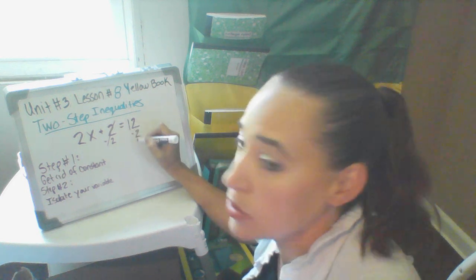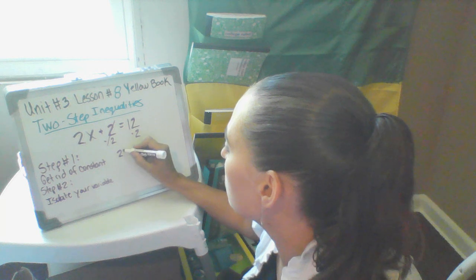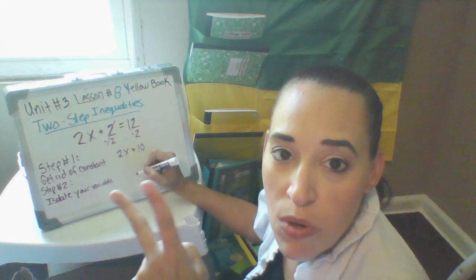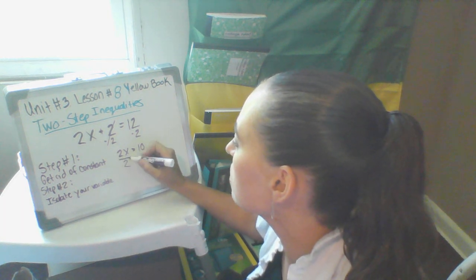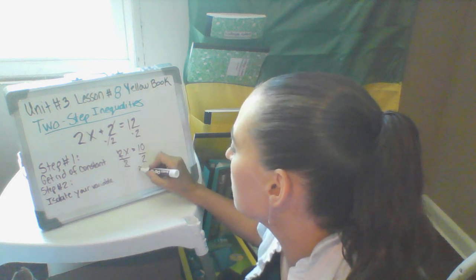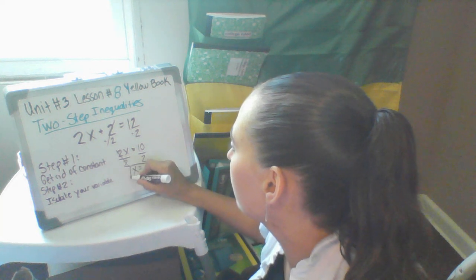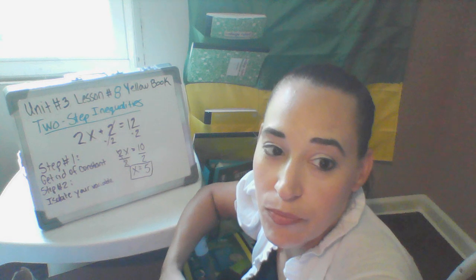I'm subtracting the 2. 12 minus 2 is 10. So now I have 2x equals 10. Now step 2, I'm isolating my variable. I isolate my variable by dividing by the 2. That cancels out the 2. 10 divided by 2 equals 5. So my x equals 5. Okay, that's two steps.